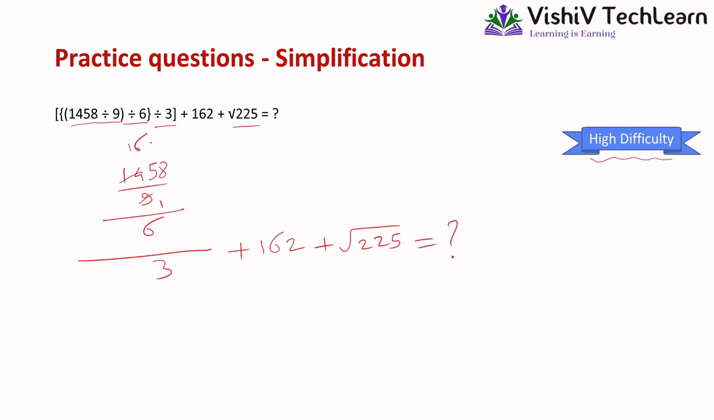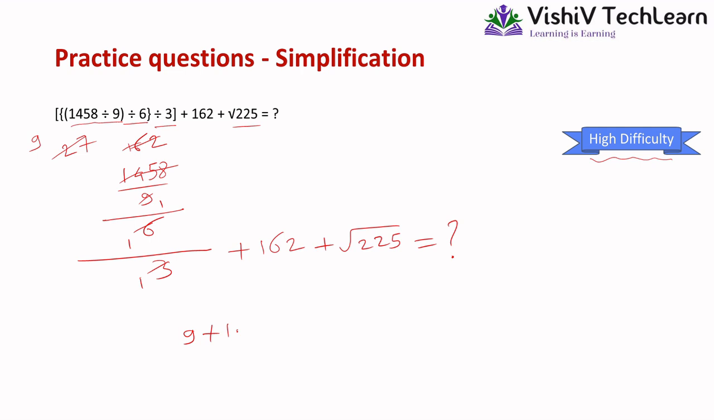So 9 6s are 54, 1 is still remaining, 9 2s are 18, 162 we got. Then we can start dividing by 6, 6 1s are 6, 6 2s are 12, 4 is remaining, 6 7s are 42. So 27 by 3 it is, 3 1s are 3, 3 9s are 27.